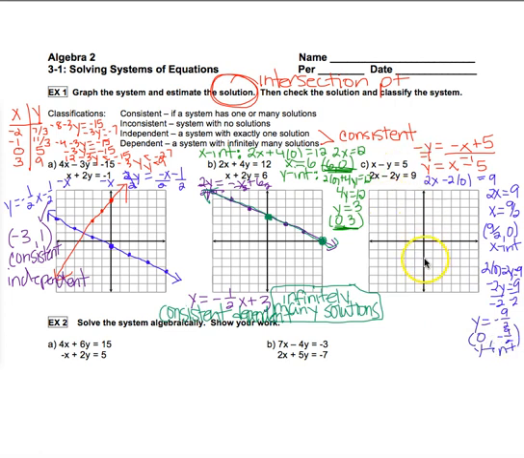So negative 4, 1, 2, 3, 4.5. There's the y-intercept right in the middle there. And then positive 4.5, 2, 3, 4.5 here. And so connect the dots. There's my blue line. My red line had a y-intercept of negative 5.